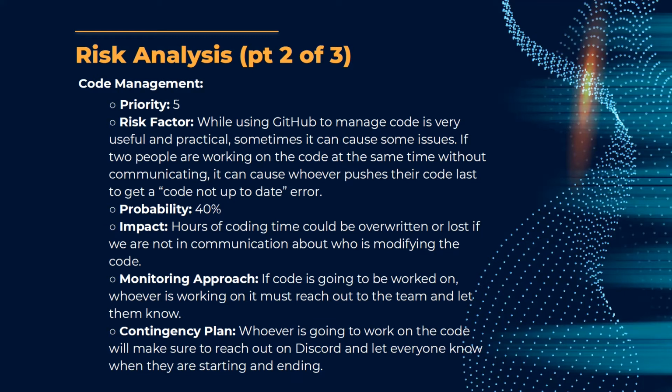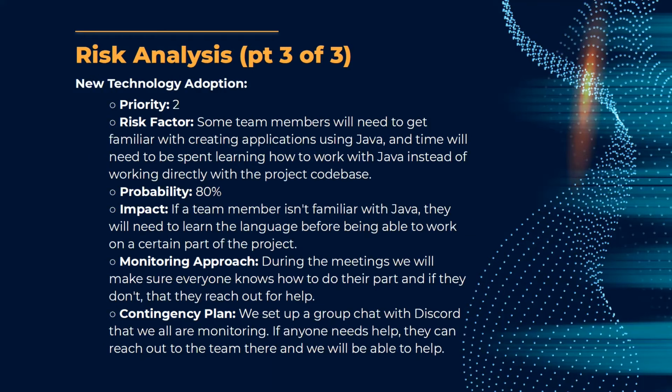So this is a little bit higher in probability, because sometimes we do forget to send that quick text if you're just doing a little part of the code and you think it will be done quick. But any code that we worked on, we made sure we said something about it. For the monitoring approach and for our contingency plan, if the code is going to be worked on, we must reach out. Whoever is working on the code will make sure to reach out. And that saved us for sure.